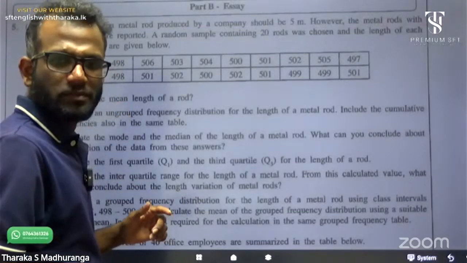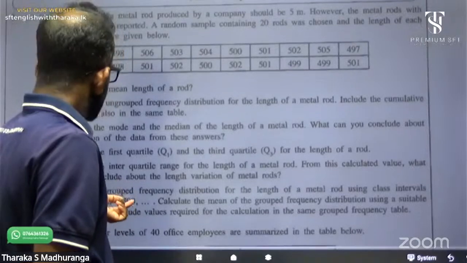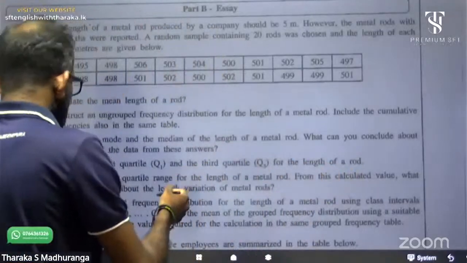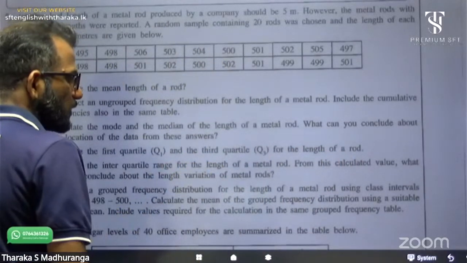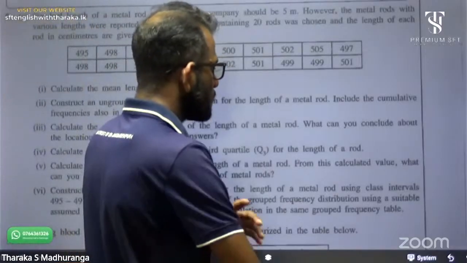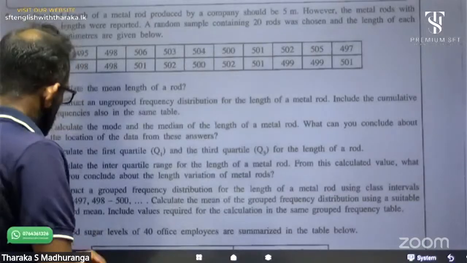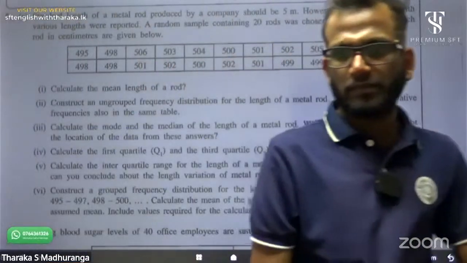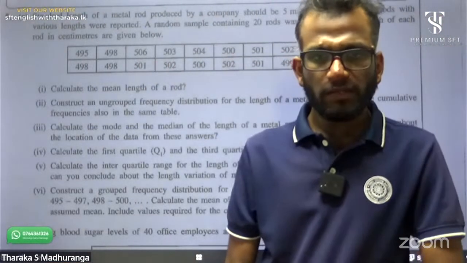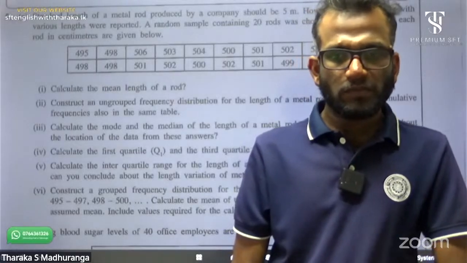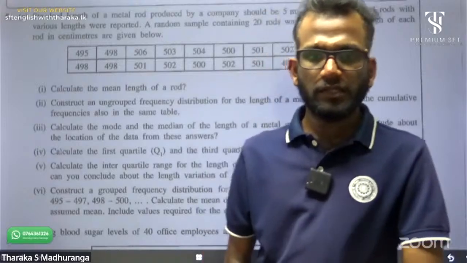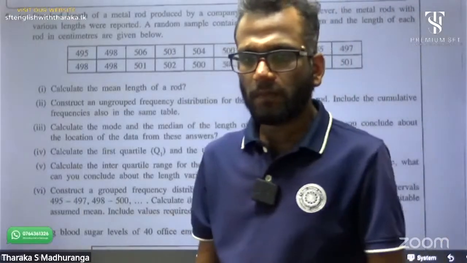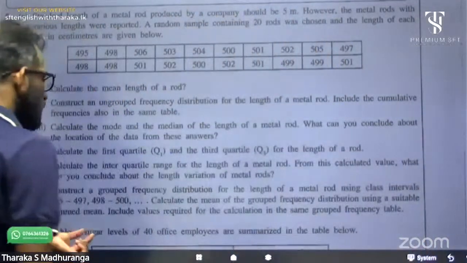It's simple, no? Calculate the first quartile and third quartile of the length. Calculate the interquartile range of the length of a metal rod. From this calculated value, what can you conclude about the length variation of the metal rod? We discussed this, no? Yeah, until the fifth part we have discussed.